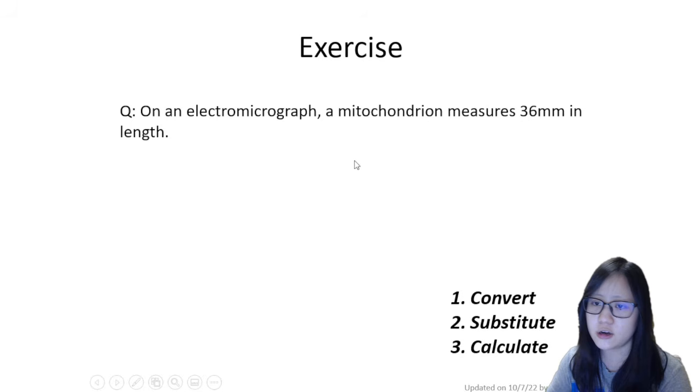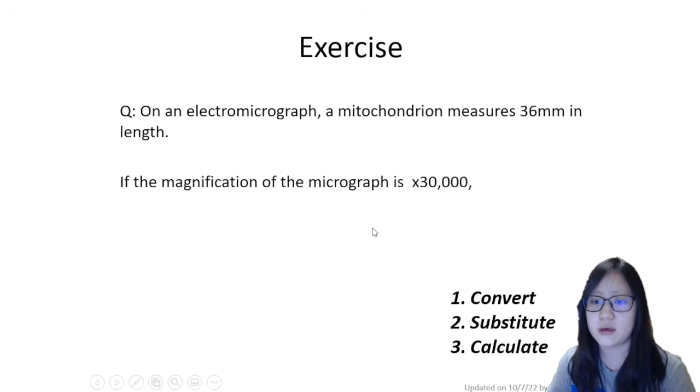A mitochondrion measures 36 mm in length. This is an electron micrograph, so it is a picture. It is 36 mm. 36 mm is 3.6 cm. That's huge. There's no way a mitochondrion is 36 mm in real life, right? This is just the image size, not the actual mitochondrion size. This is the magnification. So what is the actual length of this organelle in micrometers?